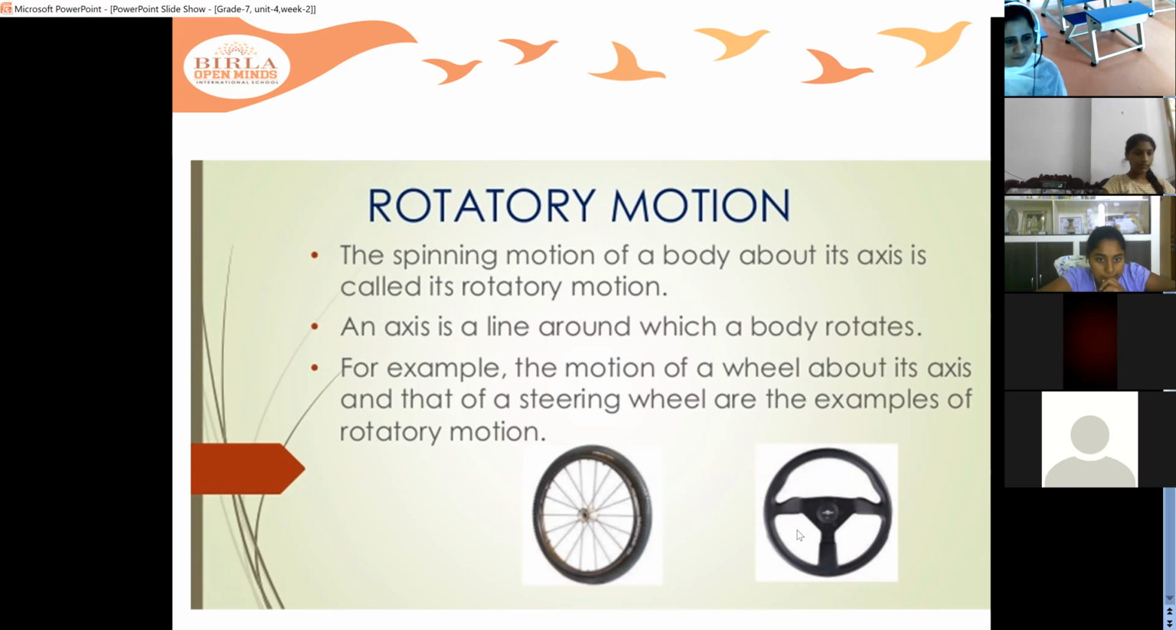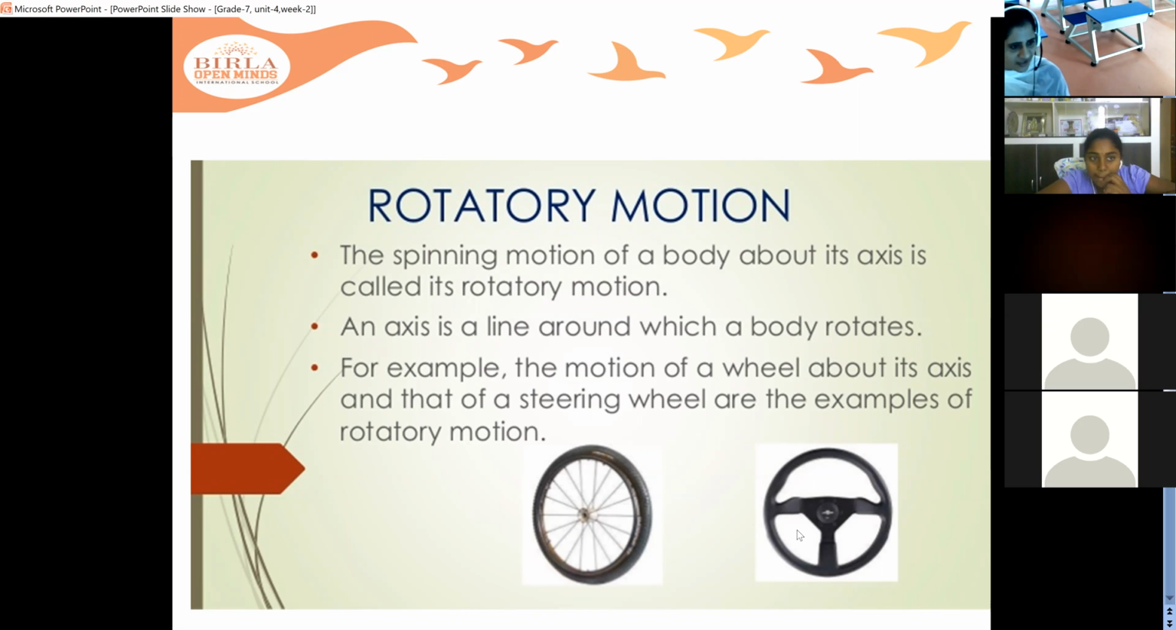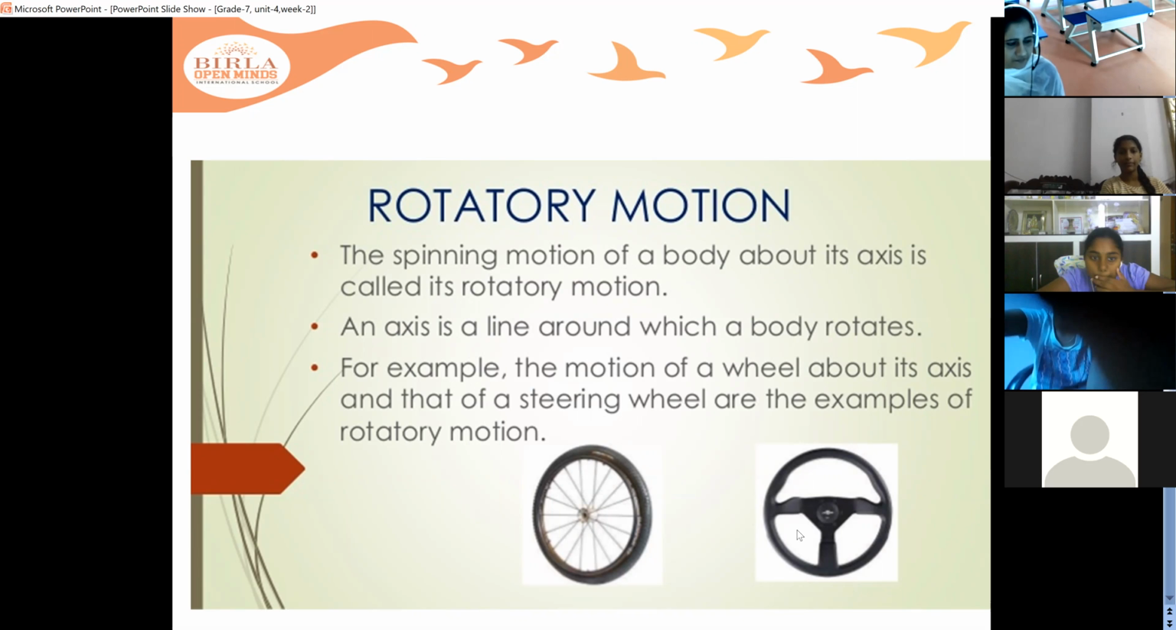A giant wheel. Yes, a giant wheel. A few more? The cycle tire. Yes, and the vehicle tires, the ceiling fan. Yes, the ceiling fan, and a few more examples if you can give. The steering wheel.